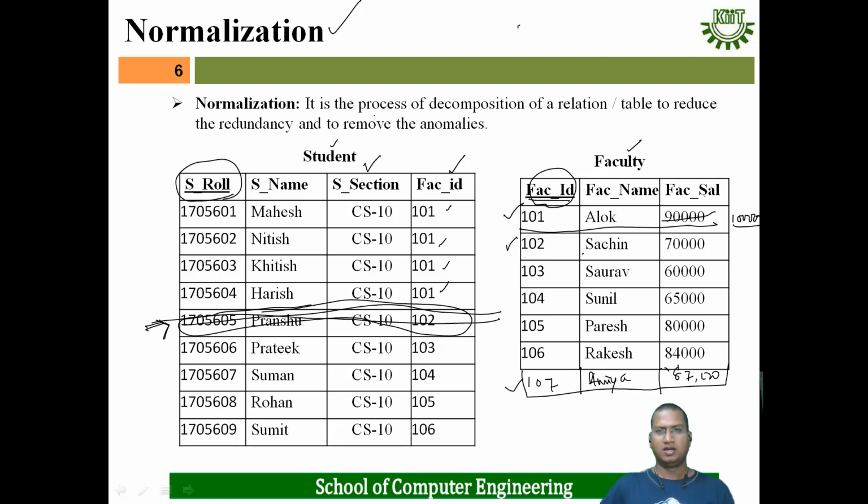That means previously the student database was there, and we decomposed that student database into two tables. One is the student table, another one is the faculty table. By decomposing the original table into multiple tables, we have removed all the anomalies. No anomalies are present, and we have reduced the redundancy. This process is known as normalization. You will see normalization details in the next chapter, and this is all about normalization.